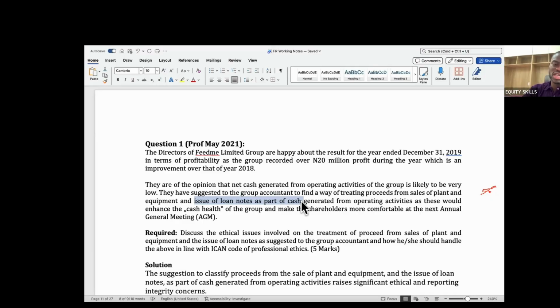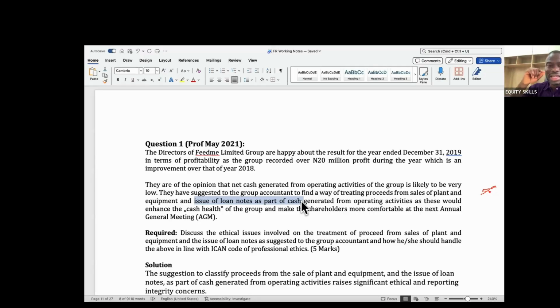You are breaching trust, and there could be regulatory sanction if FRCN should find out about how you have treated the item, or they understand the nature of the item, and now they will sanction the company. You state all that, and you say, because of this, if I do this, it would be against my fundamental principles of integrity, professional competence and due care, objectivity, and professional behavior.